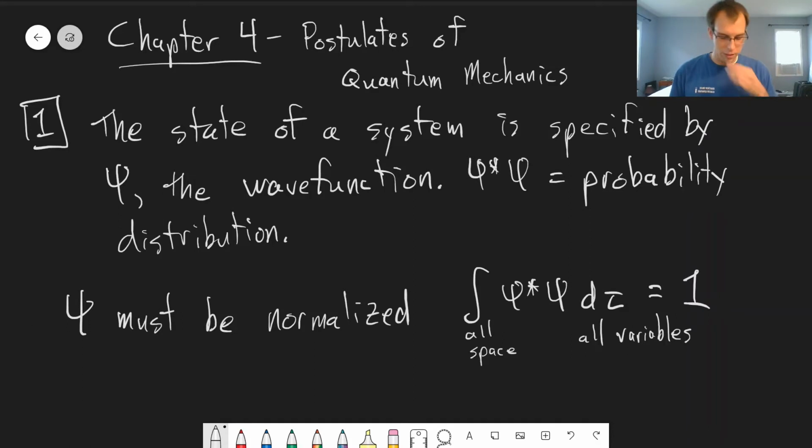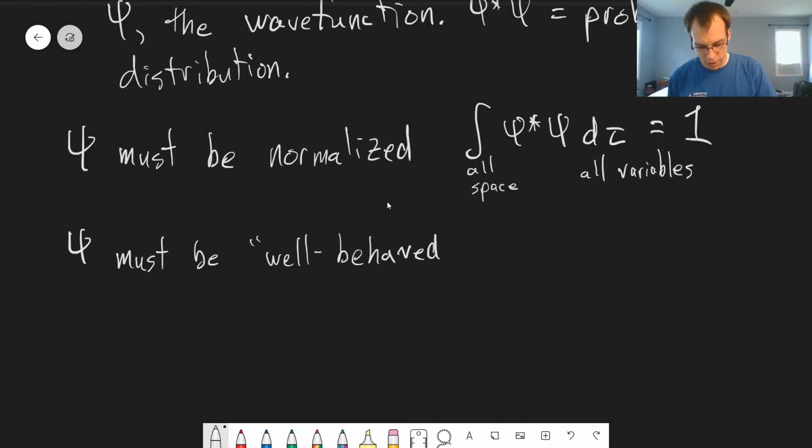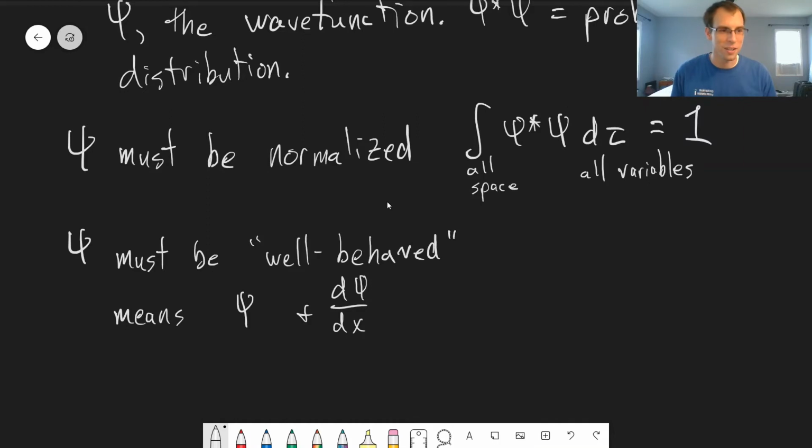So that's one of the properties of the wave function that needs to be satisfied for it to be a proper wave function according to this postulate. The second part of this is that the wave function must be "well behaved." We can't have any naughty wave functions, only well-behaved ones. Those are on Santa's nice list. What this means specifically is that psi and the derivative of psi with respect to all the coordinates, I'm just going to put x here, but this would be all the coordinates, x, y, and z, or r, theta, and phi.